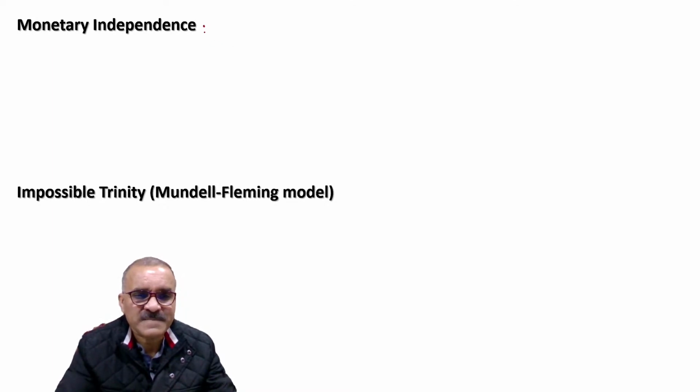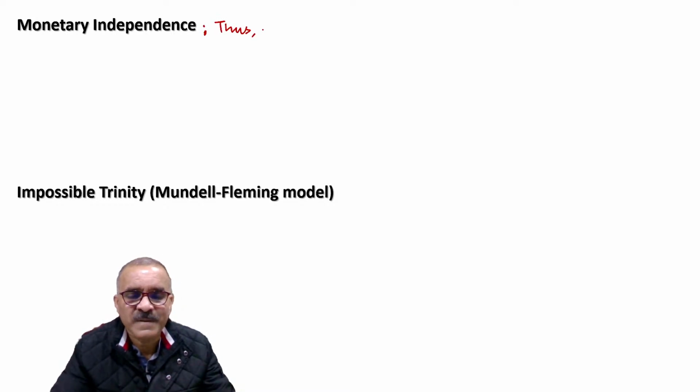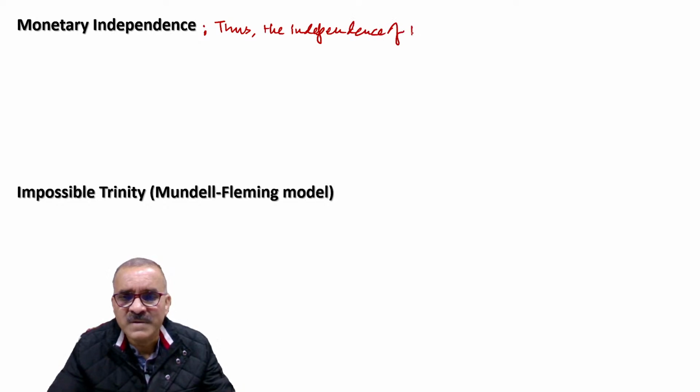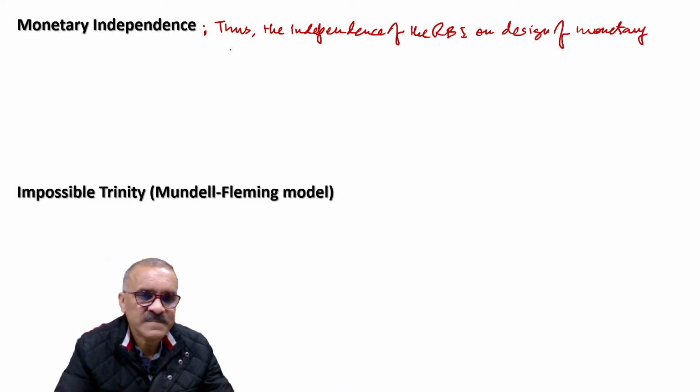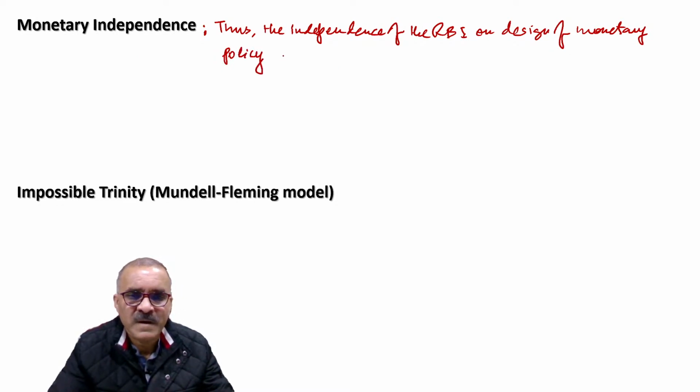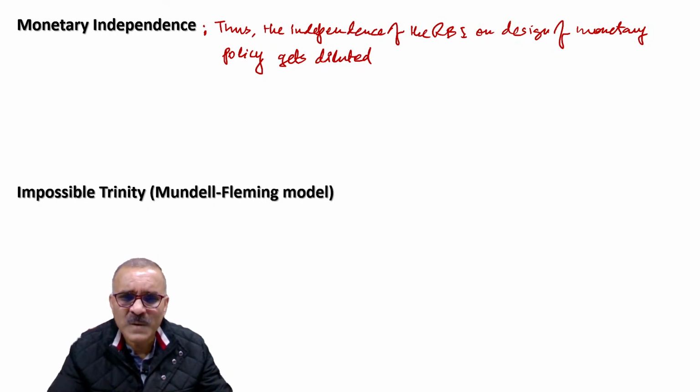Come to the next page. On the next page, I am writing the title Monetary Independence. We can say thus the independence of the RBI, the Reserve Bank of India, which announces and frames India's monetary policy, in designing monetary policy, gets diluted. This is also called the central bank's autonomy on monetary policy having weakened due to the process of globalization. This is correct, okay?